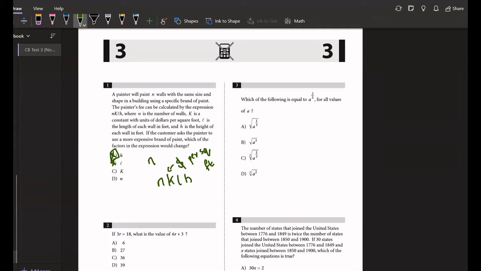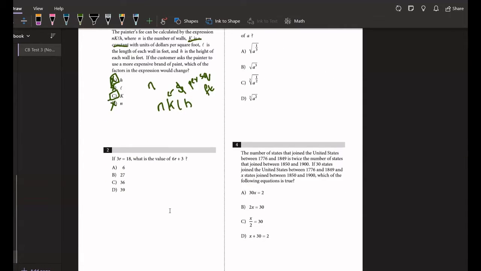K is a constant, although they have entered the word constant with units of dollars per square feet. That unit of dollars depends on the type of paint that you are using. So if you're using a more expensive paint, we're going to have a different value for K. Again, N is the number of walls, which is going to remain the same, right?